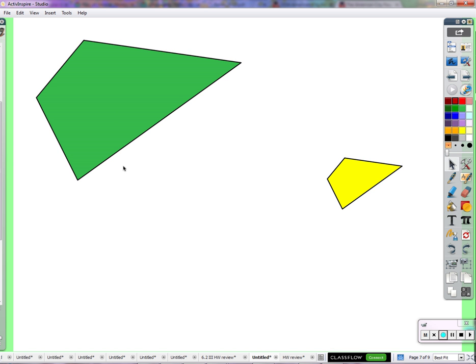So this yellow one is smaller than this green one, but the yellow one and the green one are what? Not congruent anymore. Symmetrical is about the same as congruent. They're the same size, same shape. Well, since this is just a shrunken down version of that one, we call these two similar.